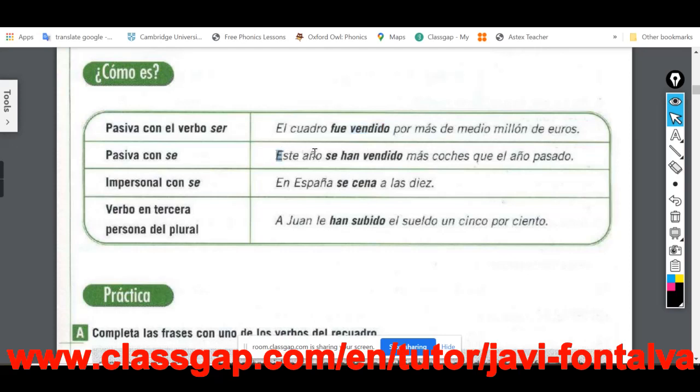Then you have two constructions with se. So you have this se: se ha vendido. And also this impersonal one: en España se hace nadie. And this is probably the most used one in Spanish.